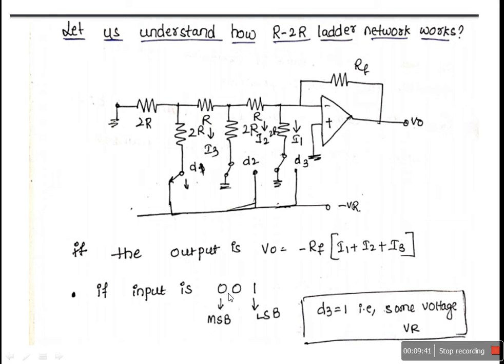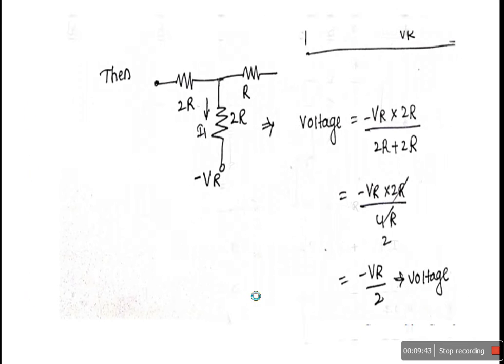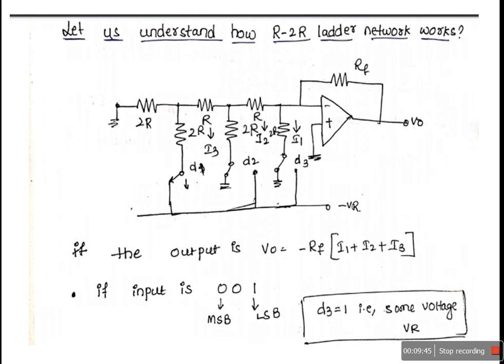If the input is 0, 0, 1, in order to understand the operation, I am taking some example. In that case, this LSB bit is connected to the voltage, and the remaining bits are connected to the ground because the input is 0 0 1. So 0 0 and 1, this is MSB, this is LSB.